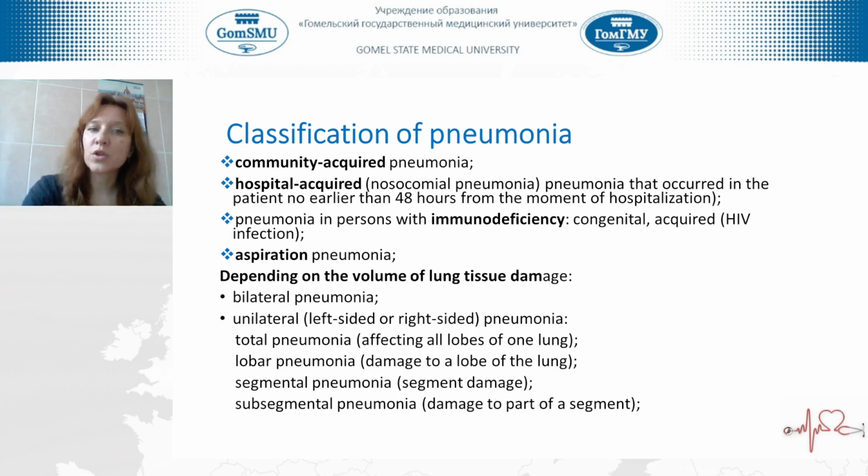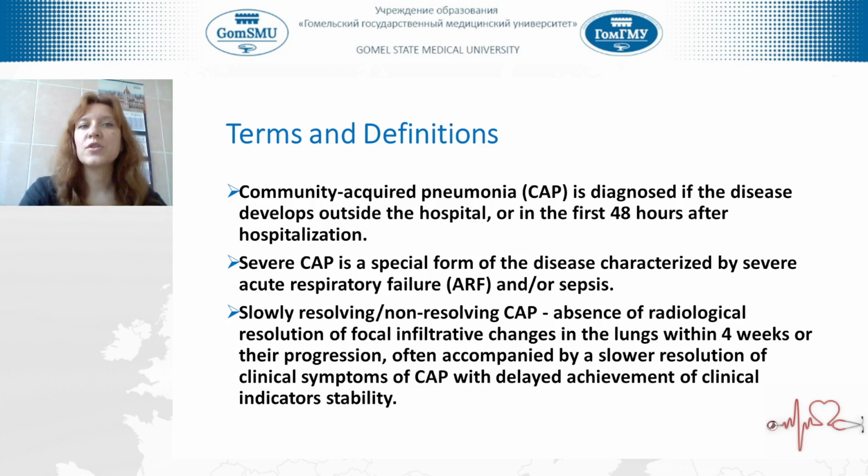And then we can divide into total pneumonia with damage to all of one lung, lobar pneumonia with damage to a lobe of the lung, segmental pneumonia with damage of one segment or several segments, subsegmental pneumonia with damage of part of a segment. What does community-acquired pneumonia mean? Community-acquired pneumonia, CAP, is diagnosed when the disease develops outside the hospital or in the first 48 hours after hospitalization. Severe CAP is a special form of the disease characterized by severe acute respiratory failure and sepsis.